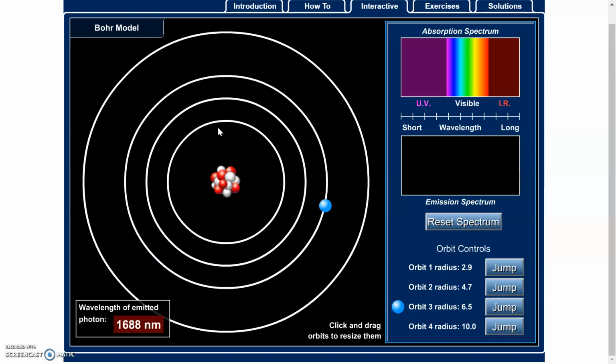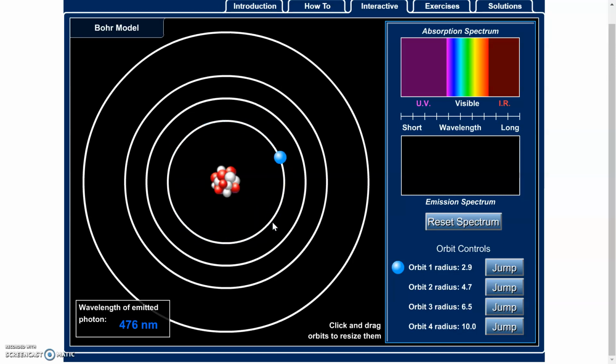So let's go to our notes here. Yours should say slide 10. And this is a Bohr, B-O-H-R model of an atom. Now I want you to see, I'm going to put my atom at the ground state here, and it's at the ground state because it's at the lowest position that it can be, right?